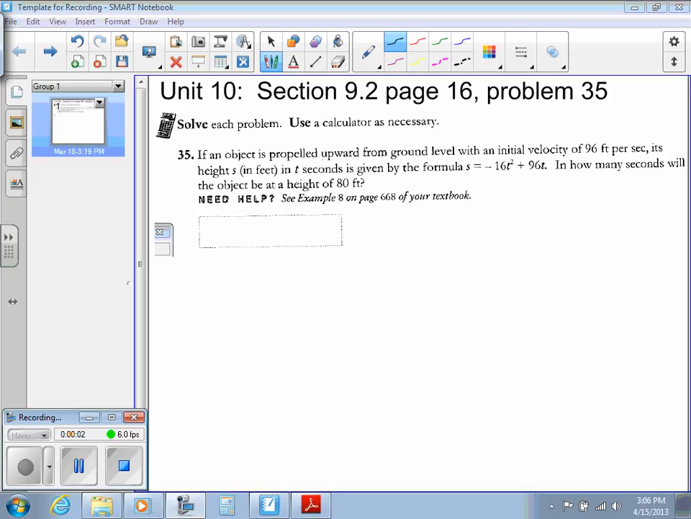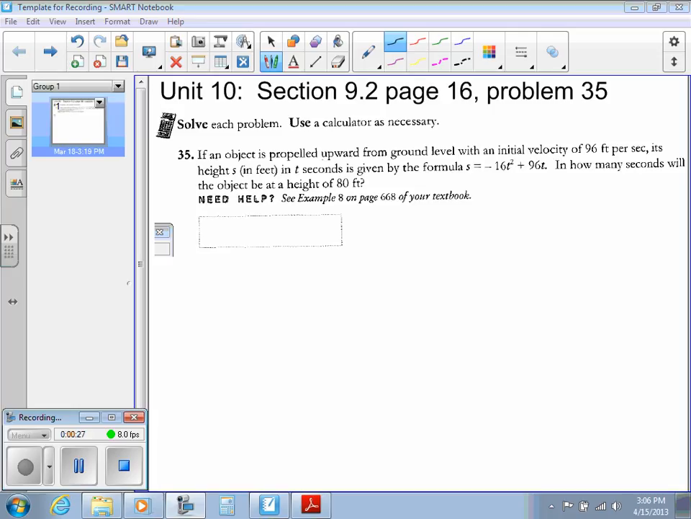If an object is propelled upward from ground level with an initial velocity of 96 feet per second, its height, s, in feet, in t seconds, is given by the formula s equals negative 16t squared plus 96t. In how many seconds will the object be at a height of 80 feet?